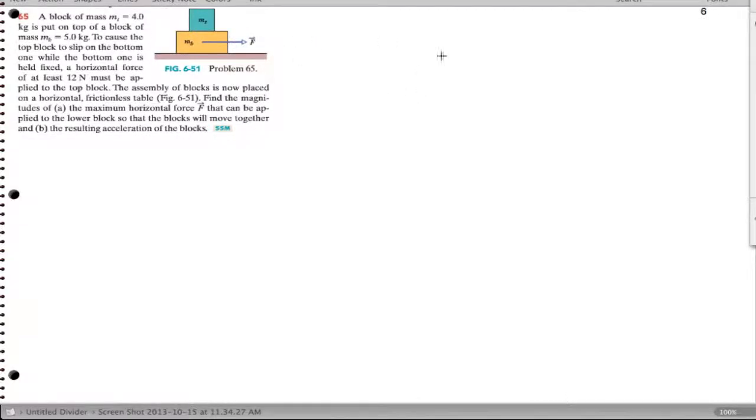Alright, so I'm going to go ahead and take a look at this problem here. And I'm going to solve it using variables first, just to begin with. So the first thing I need to do is solve for the coefficient of friction that affects this system. And the way we do that is that we know that there's an applied force F. Now they tell us it's 12 newtons in order for the top block to slide.